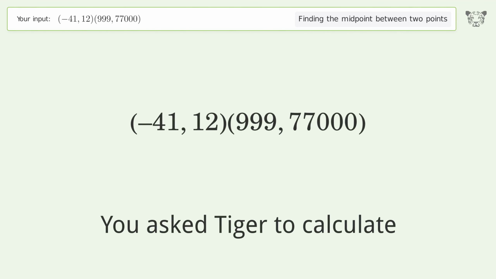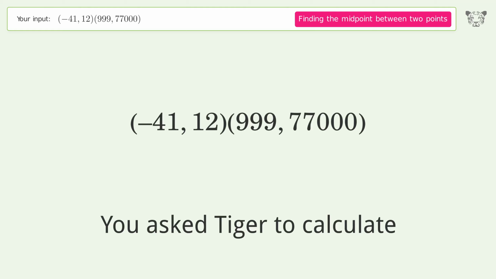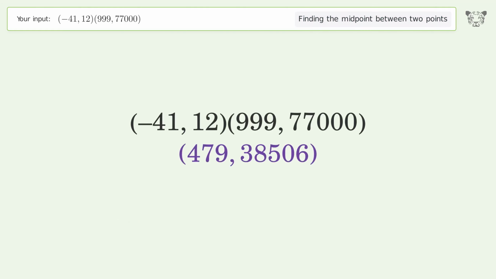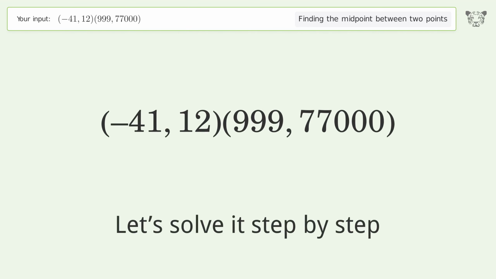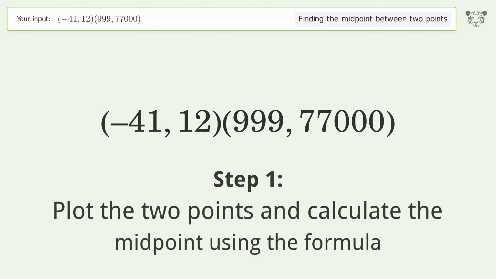You ask Tiger to calculate. This deals with finding the midpoint between 2 points. The midpoint between the 2 points is 479,38506. Let's solve it step by step. Plot the 2 points and calculate the midpoint using the formula.